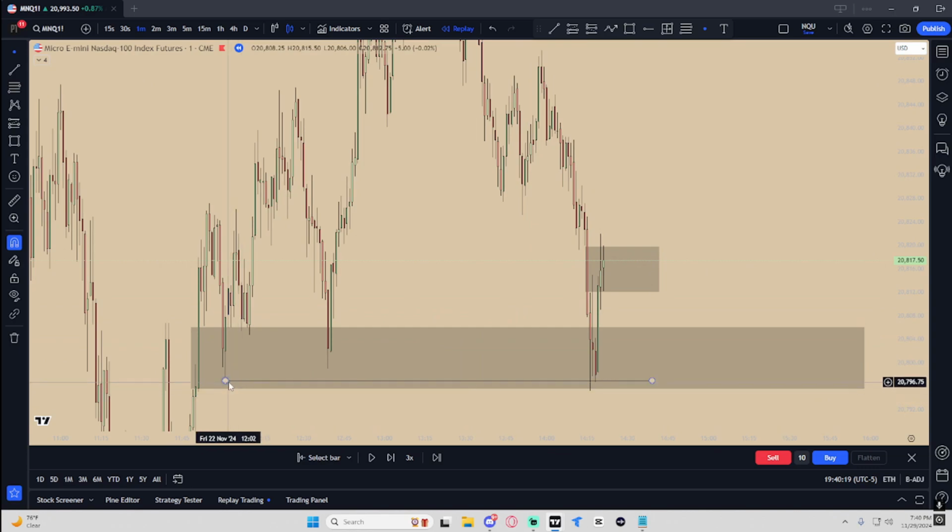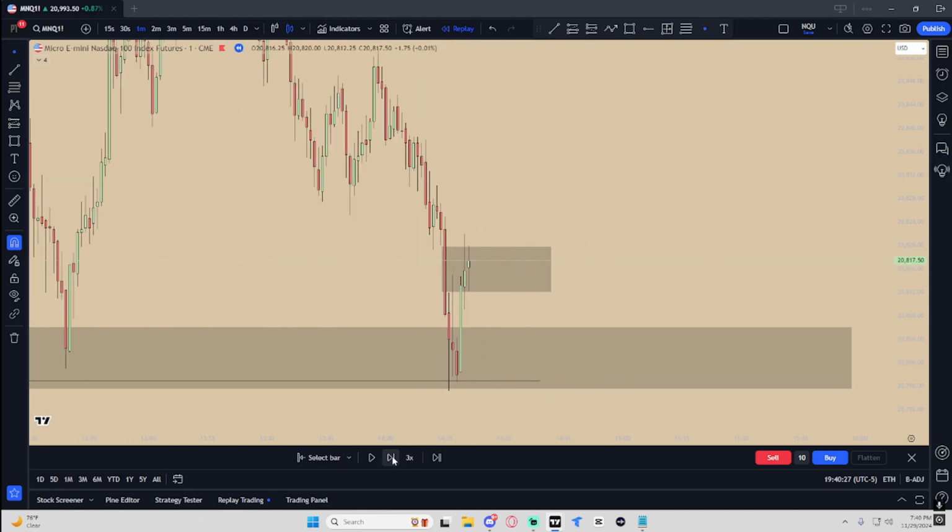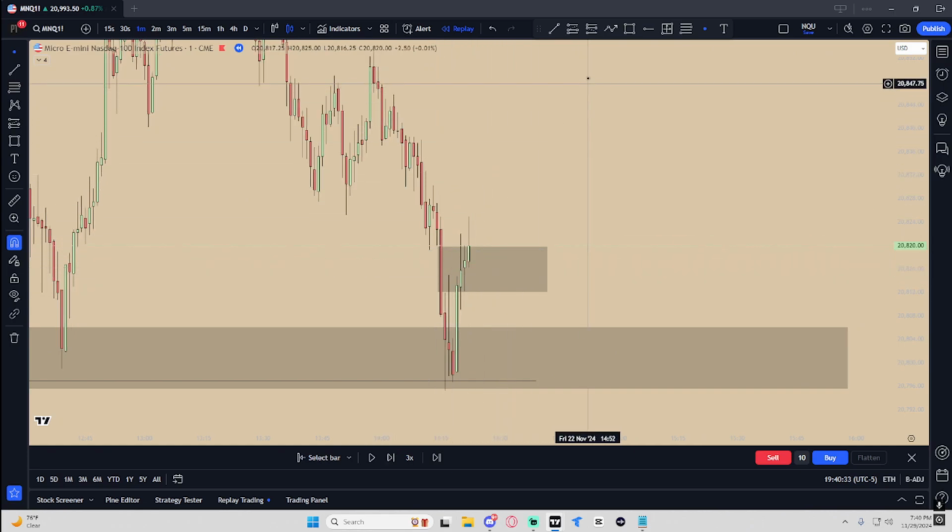So what I'm looking at here is we took out this low with a very nice reaction off of it, as well as that we're bouncing off of a higher time frame bullish fair value gap. And I see that we have this bearish fair value gap here. So what I'm going to do is wait to see if we can inverse it. If not, I will just be patient. So what I see here is that we inverse this fair value gap.